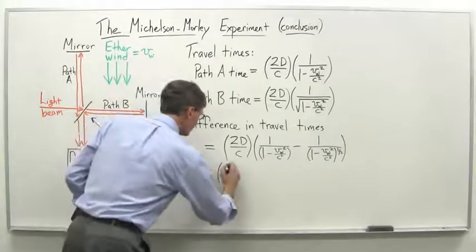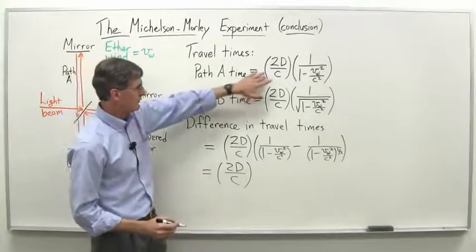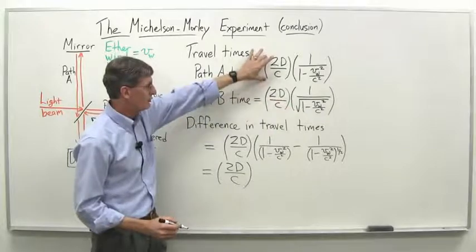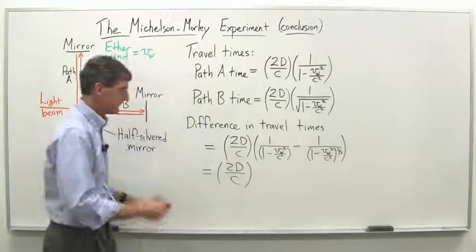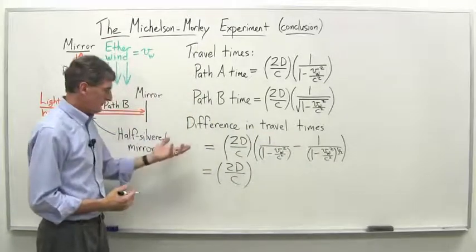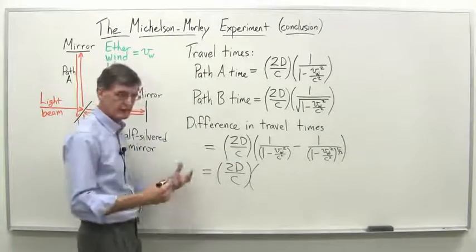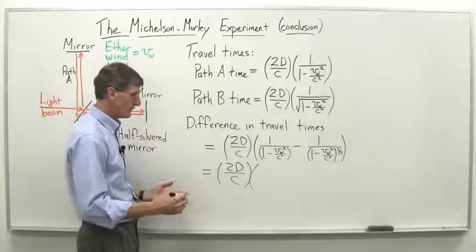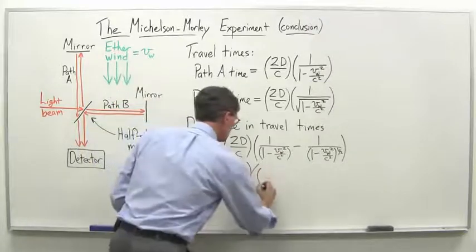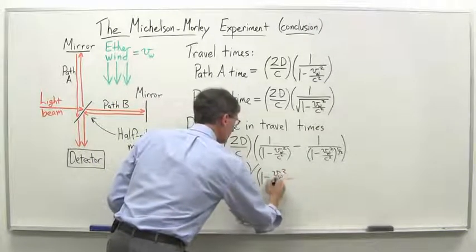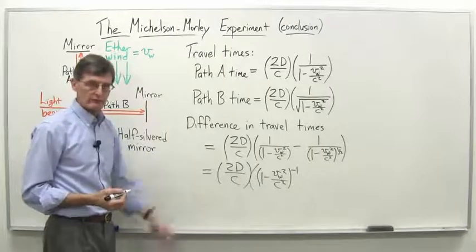So we still have 2d over c here, and what I did, of course, is just this minus this. They have the 2d over c factor in each case, so I pulled that out. It doesn't really matter which way you subtract them. I just want to rewrite this with slightly different notation that we talked about before, the exponential notation. This 1 over something is that something to the minus 1 power. So this becomes 1 minus vw squared over c squared, to the minus 1 power. We haven't really done any math there, just changed our notation.